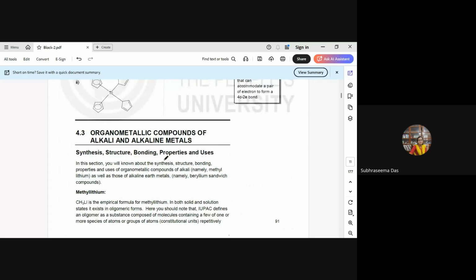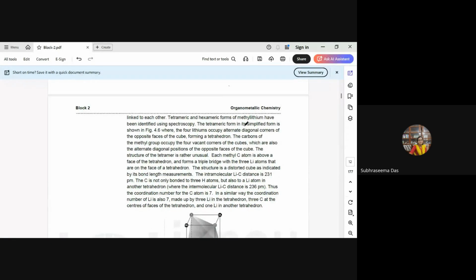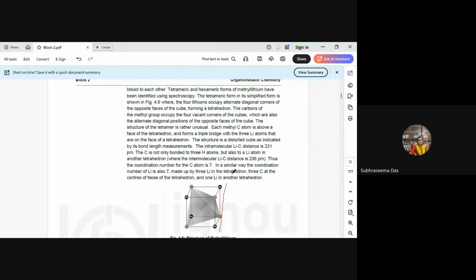Then coming to organometallic compounds of certain group 1 and group 2 metals. Here first we will start with methyl lithium, CH3Li. Methyl lithium exists in tetrameric and hexameric forms, which have also been identified using spectroscopy. The tetrameric form has been shown here. You can see this is the tetrameric methyl lithium.